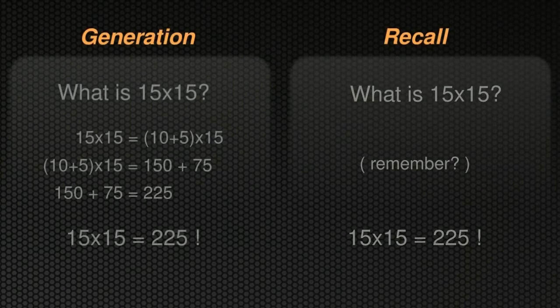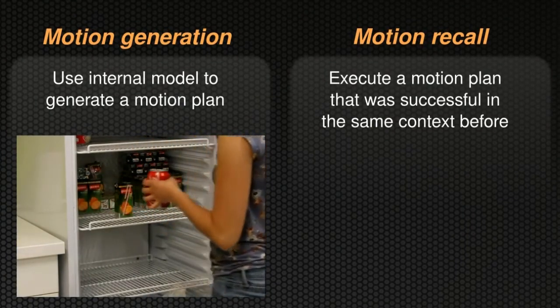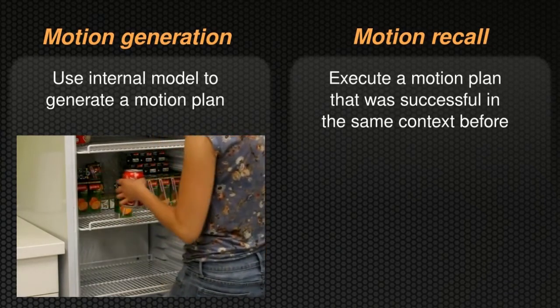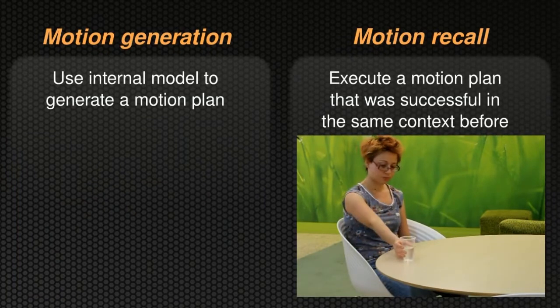These two strategies are known as generation and recall. Generation because you use a set of rules to generate the answer, and recall because you simply recall the answer once you know it. The same distinction can be made in human motion planning, where motion generation uses internal models to plan a movement for novel situations, and motion recall simply replays a stored movement for known situations.